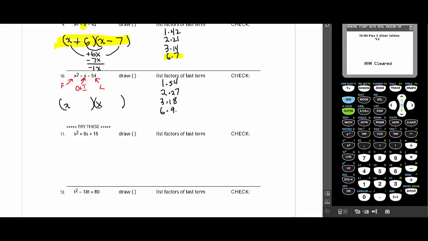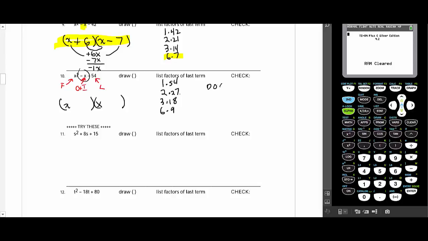The answer could be none of the above, right? Okay, there's no way you could get any of these numbers to add up to negative 1. Do you agree with that? Because none of them are 1 apart. So that means it doesn't factor.